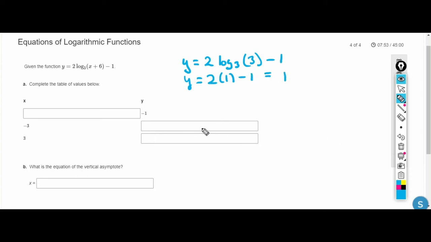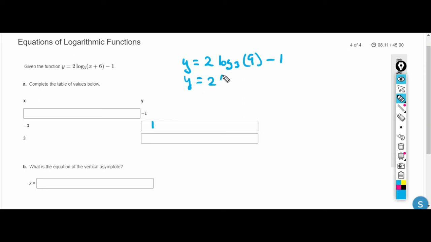So I need to, I'll just write a 1 in here for now. Of course, I'll type that in later. Okay, and similarly, I'll just erase this and this stuff. I can now sub in positive 3. So if I put positive 3 in here, I get 3 plus 6 in the input, which is 9.